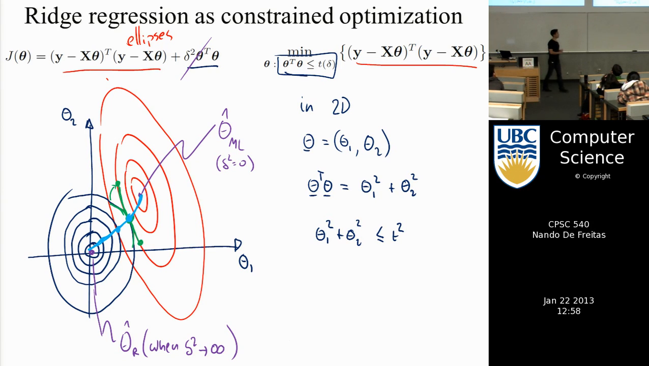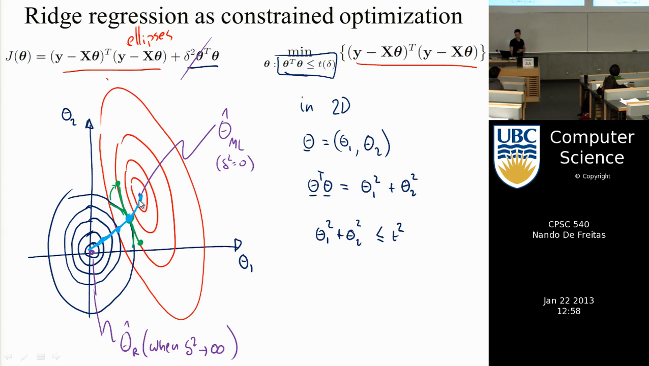For the 2D case, I illustrated this. In that case, the vector theta has two components, theta 1 and theta 2. If we look at theta transpose theta in the contour plot, we saw that those contour plots are essentially circles centered at the origin. If we do the same expansion for the first term, we get ellipses centered at some point. We know that the minimum of this paraboloid, the center, is the maximum likelihood estimate, which is the same as the least squares. That's when delta is zero, when we don't have this term.